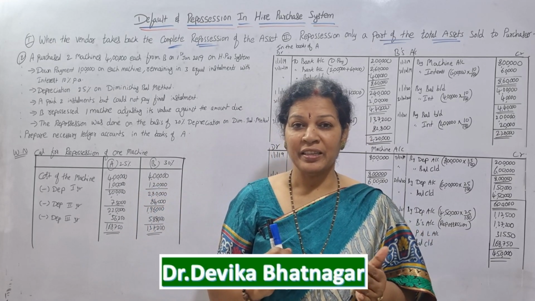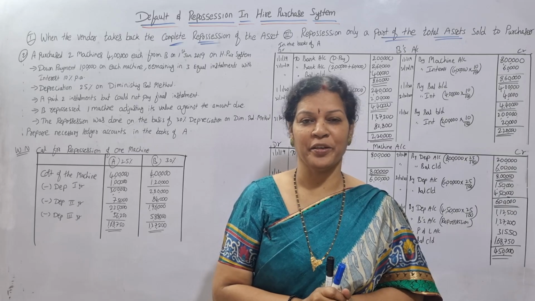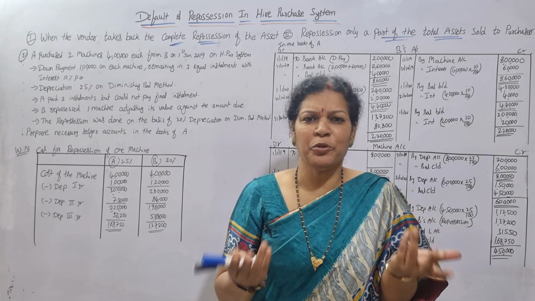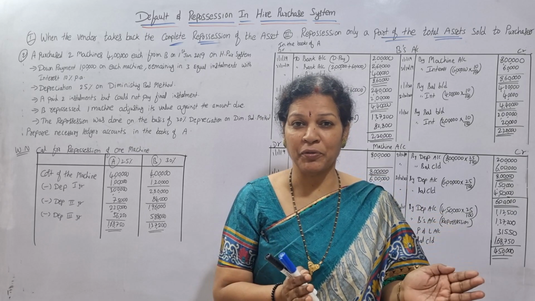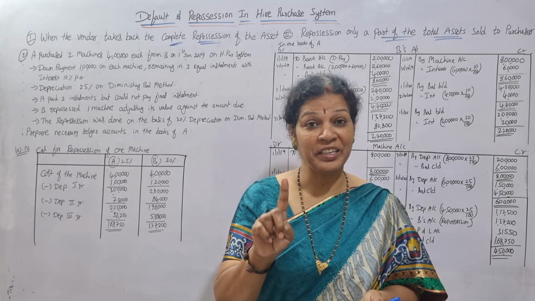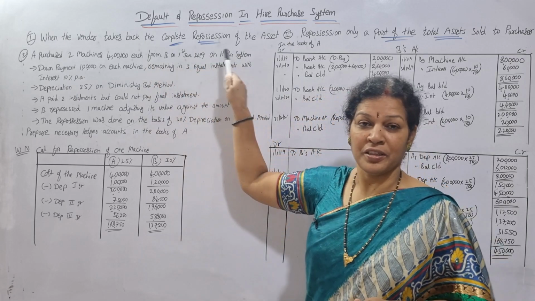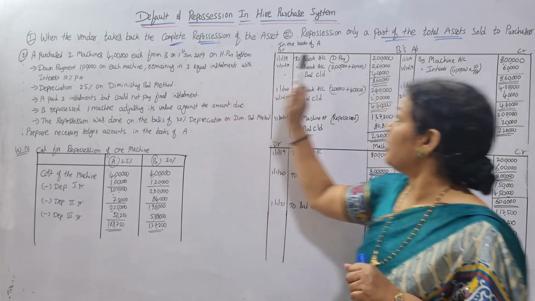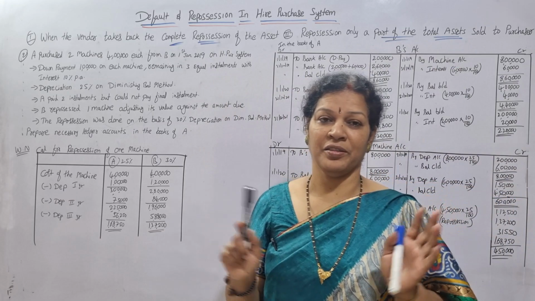Today we'll see the case where only one asset is repossessed by the hire vendor, because I am unable to make the payment. In case of default of the installment, as I told you, there are two methods. One is complete repossession, which we have seen in the last class. Second case is repossession of only part of the total assets.